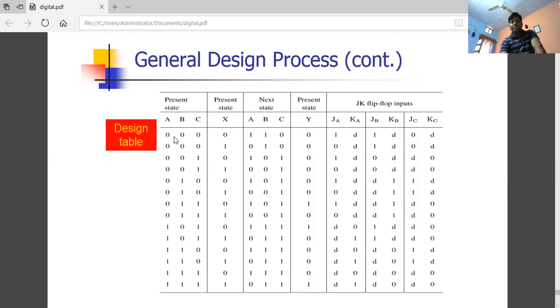Suppose that we have present state 0 0 0. It means S0. So when the present input X equals 0, it goes to, suppose, S4. Then ABC is S4. The next state goes to S4 and the corresponding output is 0. If S0 and X equals 1, it goes to 0 1 0, and the corresponding output is 0. We have to fill in the table according to that.